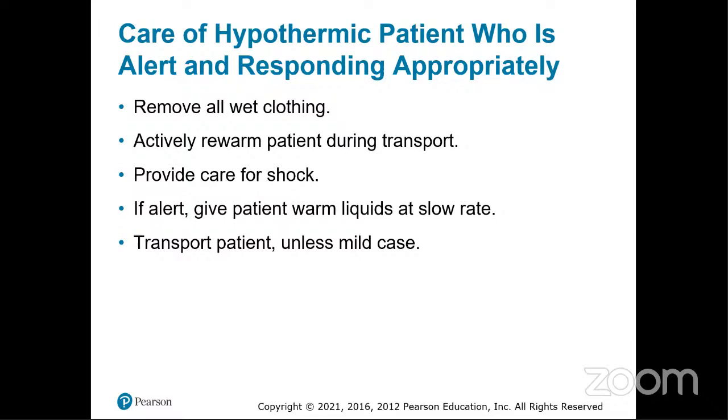So anyway, we're going to remove all wet clothing. We've talked about that. Actively rewarm the patient during transport. Provide care for shock. If alert, give the patient warm fluids at a slow rate. Emphasis on the slow rate. If you give too much, it's going to come right back up. Transport the patient unless it's a mild case.